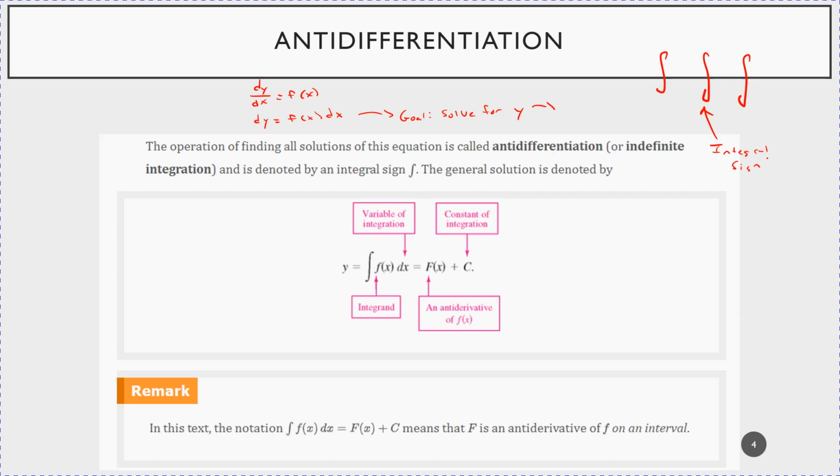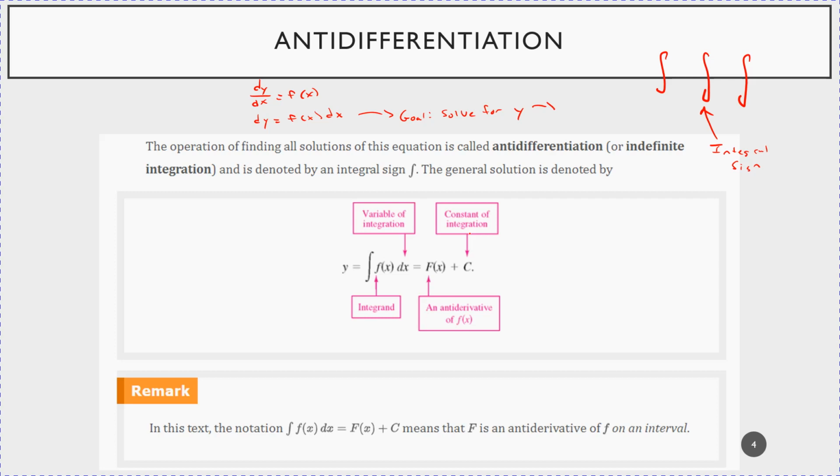And the solution to this differential equation is denoted by this. Y is equal to, we're going to integrate f of x, that's what's called the integrand. That's the function we're finding the antiderivative for. Dx here tells us the variable of integration. So this says integrate with respect to the x variable. This is equal to capital F of x, the antiderivative of lowercase f of x, plus c, because there could be any constant. So we just say plus c, the constant of integration.